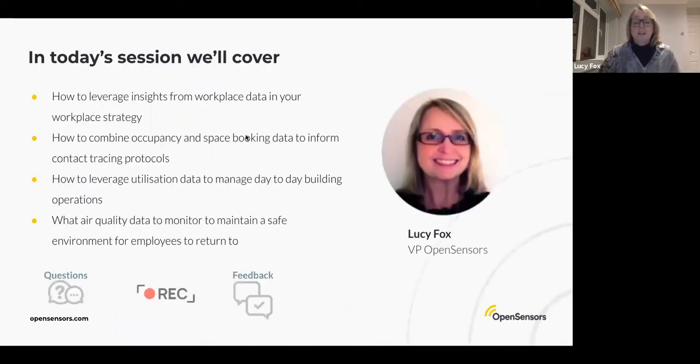In today's session, we're going to cover how to leverage insights from your workplace data in your workplace strategy, how to combine occupancy and space booking data to inform your contact tracing protocols, as well as using them for the reason they were designed for in their intent, how to leverage utilisation data to manage day-to-day building operations, and whilst also looking at air quality data to monitor the safe environment for employees to return to.